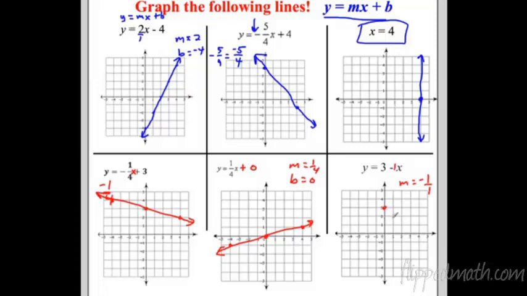So I'm going to go down 1 over 1, down 1 over 1, down 1 over 1, and keep going. And can I go back? Sure. Up and then back, up and back. Keep that pattern going.